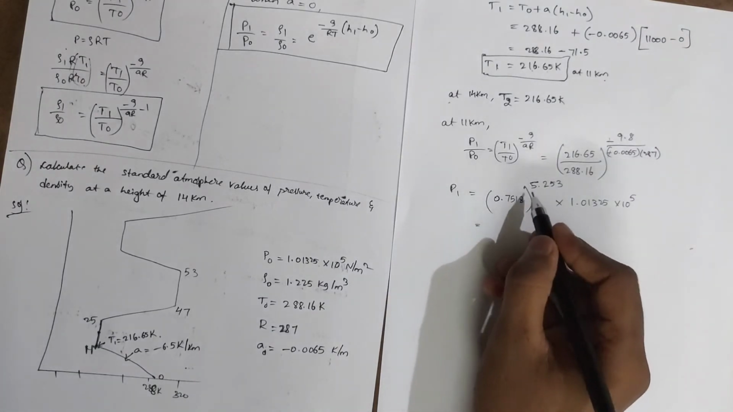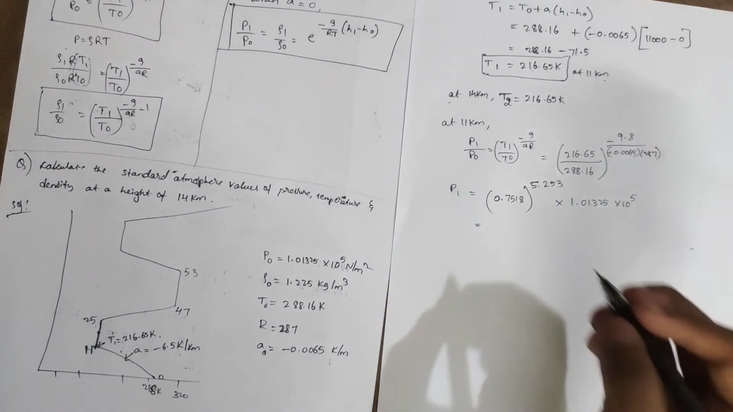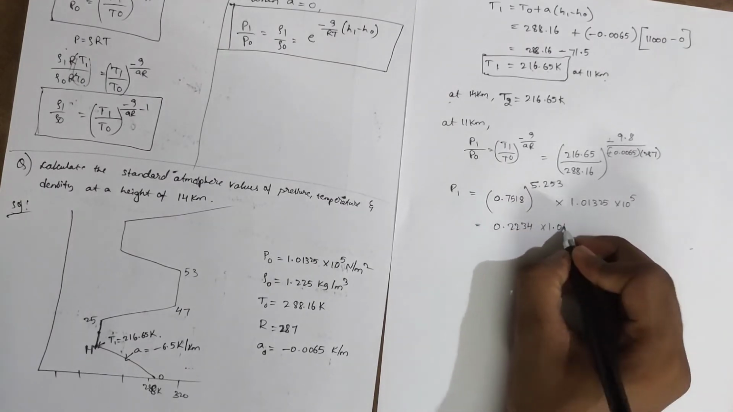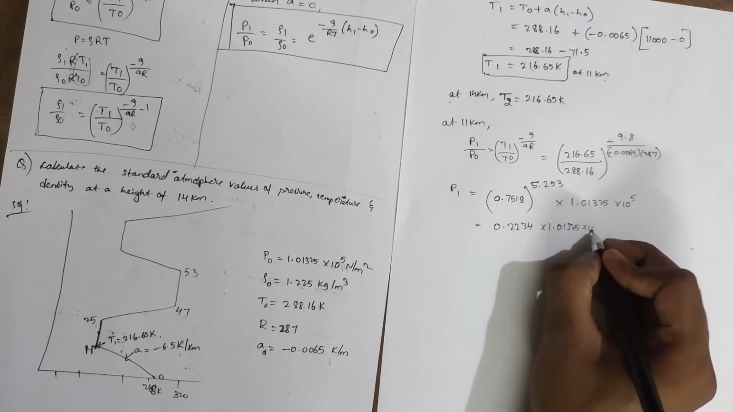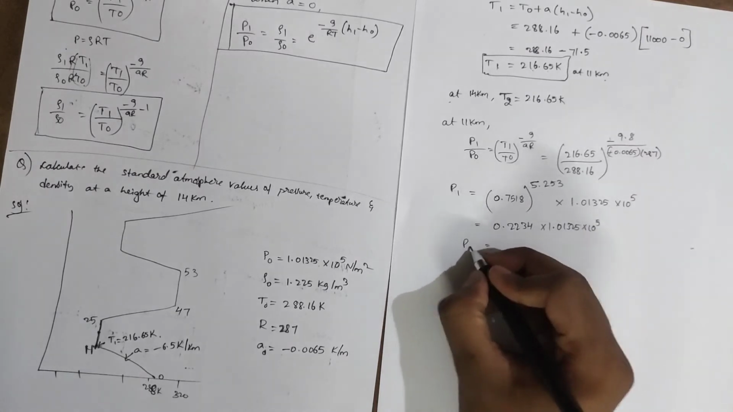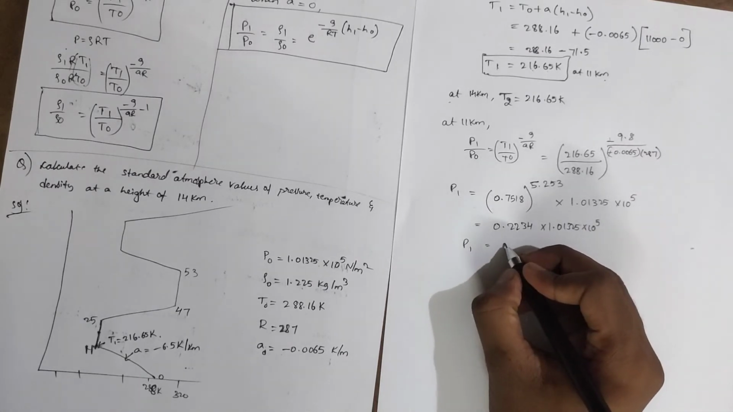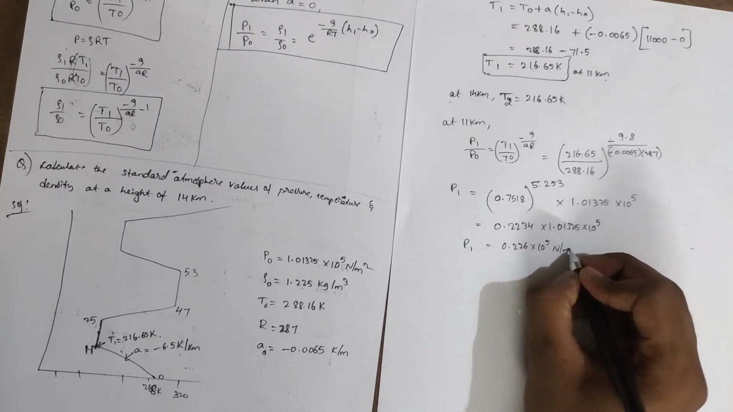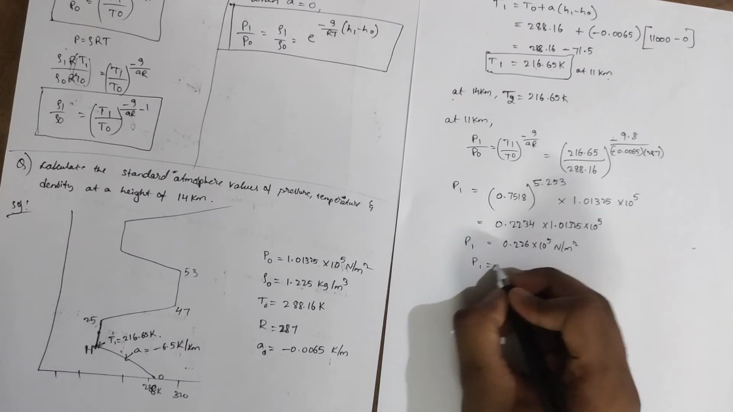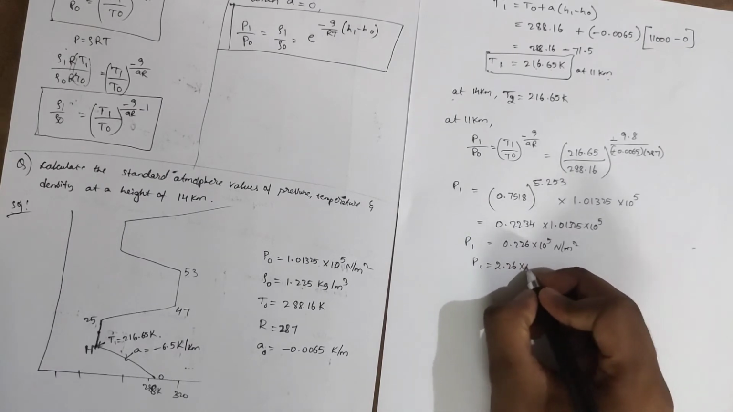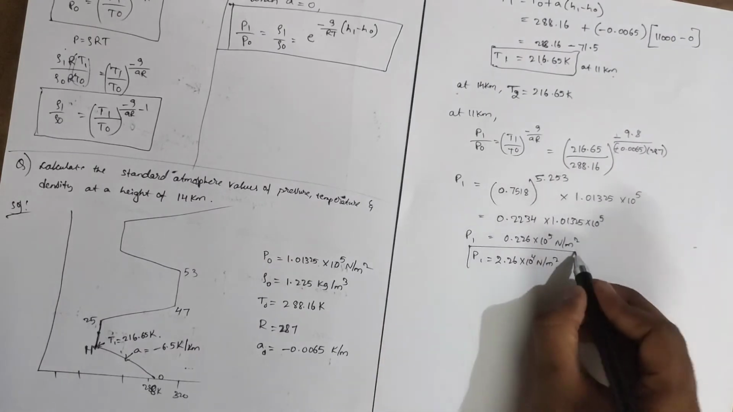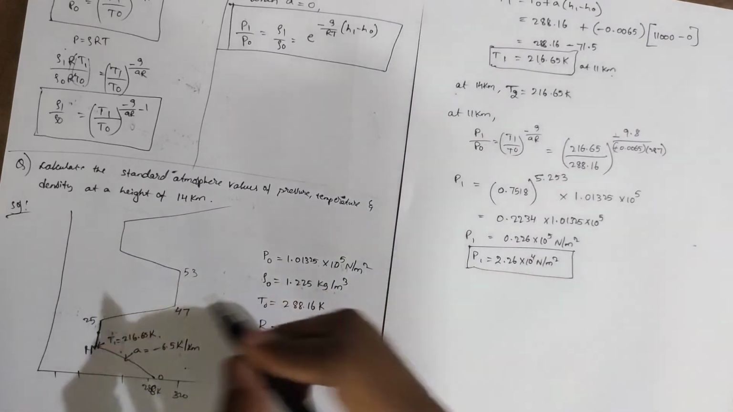So 0.7518 whole power 5.253 is 0.2234 into 1.01325 into 10 power 5. So P1 is 0.226 into 10 power 5 Newton per meter square, or P1 is equal to 2.26 into 10 power 4 Newton per meter square. So this is the pressure at 11 kilometers.